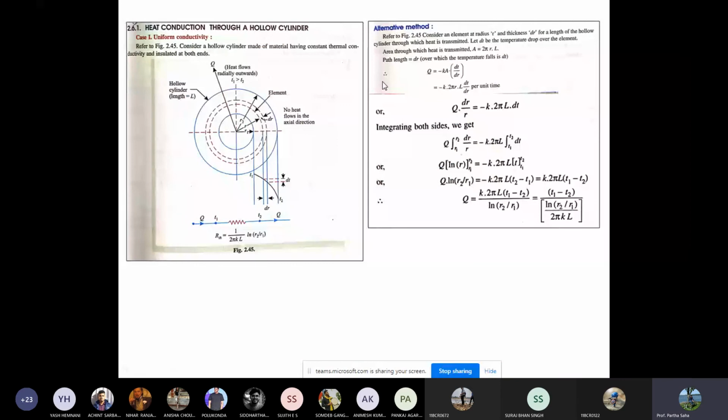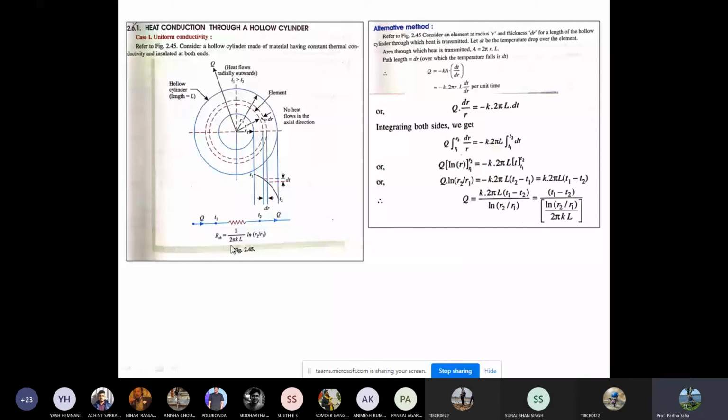Now, heat conduction through a hollow cylinder we also discussed. This is a hollow cylinder with two different radii, R1 and R2. Then there is a small incremental radius considered as dr, across which the temperature drop is dT, T1 minus T2. The thermal resistance is given by ln(R2/R1) divided by 2 pi KL, right?